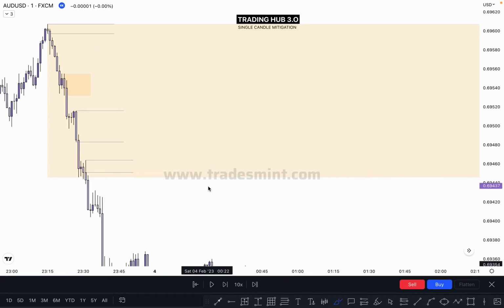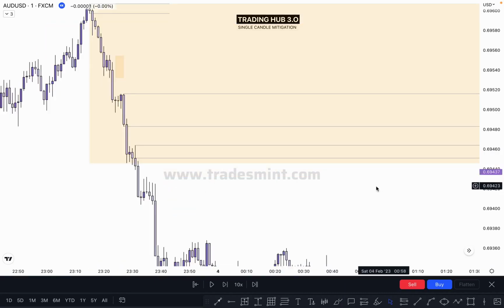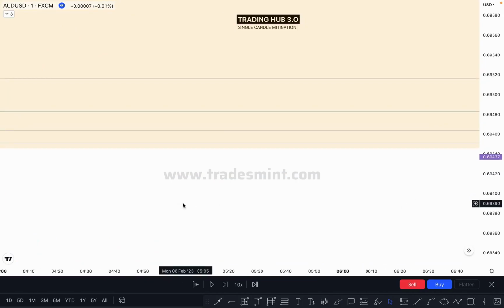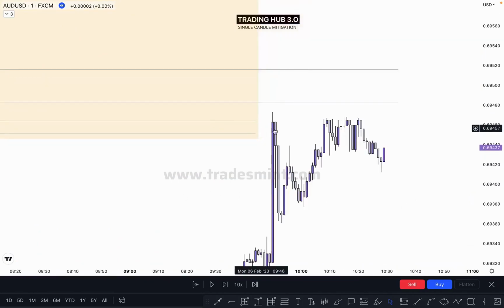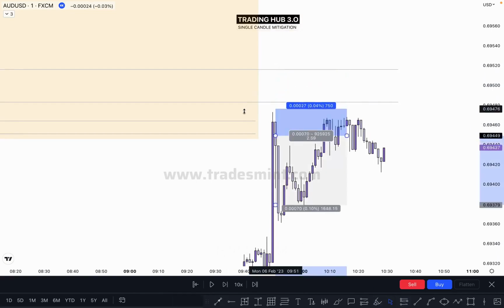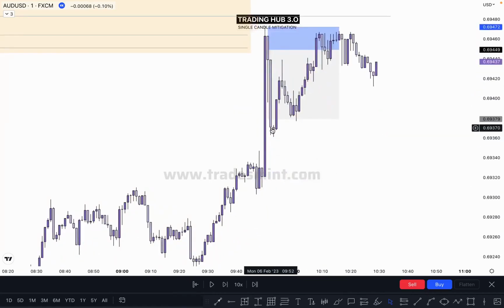First of all, extend this zone to the right side. Now let's see what happened next on the right side. So what happened here? This one is our first entry, if you are willing to sell here directly, and this one is called risk entry. Put the stop loss just above it, which is here, correct?